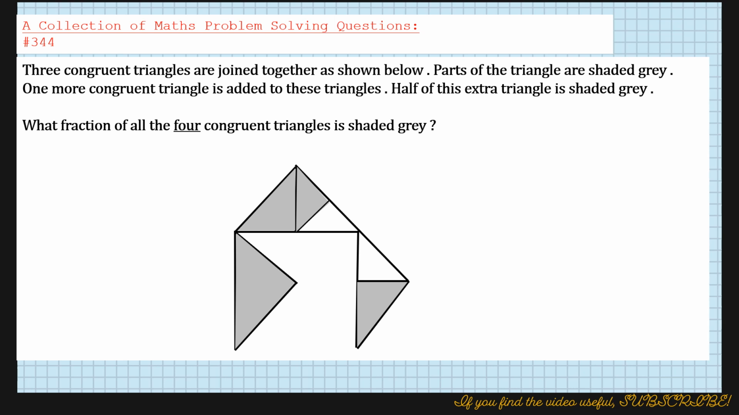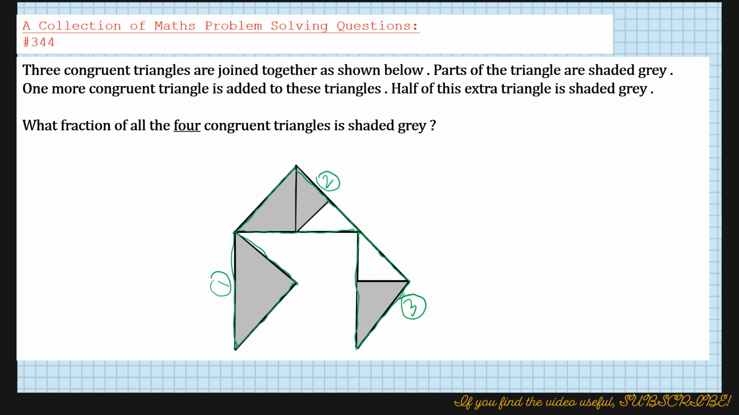So the congruent triangles would be, so this is one triangle. So this is triangle number 1, and this is triangle number 2. This is triangle number 3. So these are the three congruent triangles. Now parts of it are shaded. Okay, now we have to add one more congruent triangle.